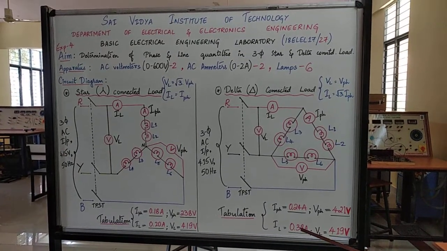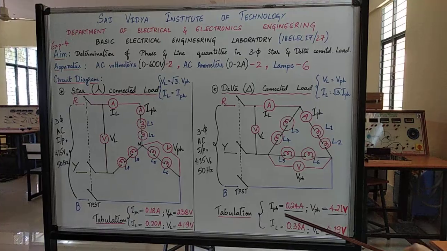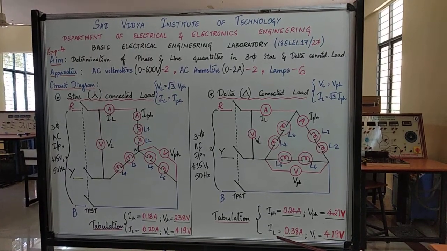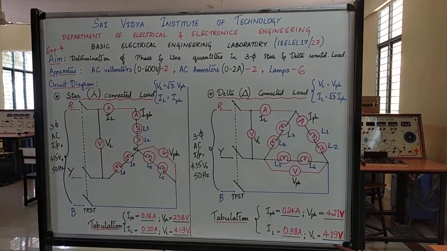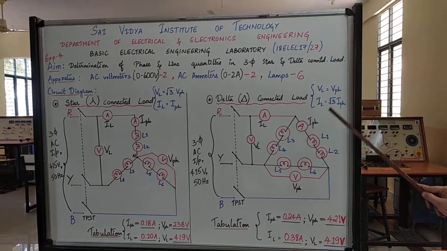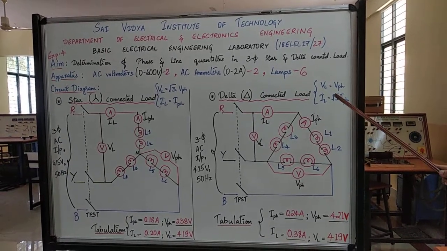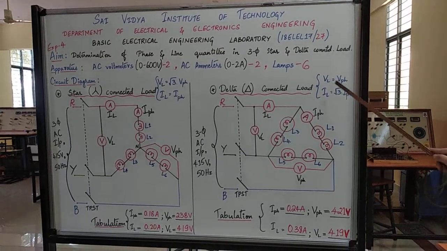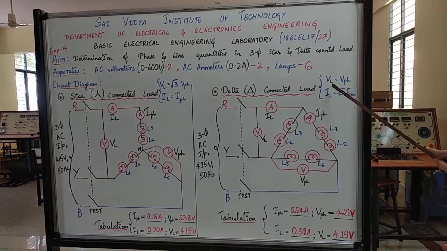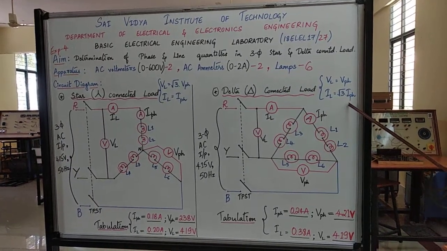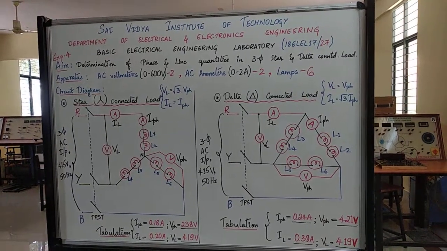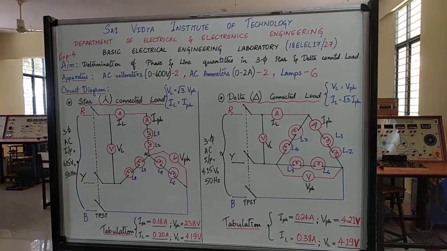Recording the meter readings that we just saw while conducting the experiment. I phase read 0.24 amperes, V phase 421 volts, IL 0.38 amperes and VL 419 volts. Now, theoretically replacing the values here, we will have to cross verify whether these values match the theoretical calculation. We can see approximately VL and V phase are more or less similar. So IL is equal to √3 IPH. You will have to substitute the values and cross verify whether they also come approximately close to each other.